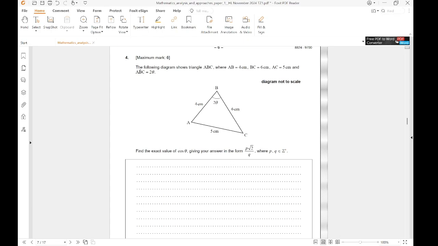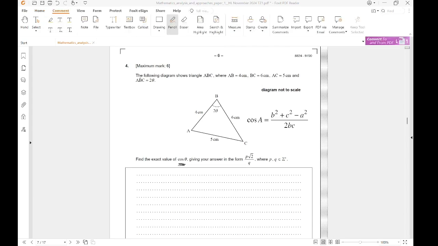So here, since you're trying to find the exact value of cos theta, they've given you a hint by mentioning cosine theta. That means they're giving you a clear indication to use something called the cosine rule. So the cosine rule, if I am not wrong, oh yes, it is also in the formula booklet. So I'm going to paste it on the board now. Yeah, so here's the cosine rule on the board for you to use for this question.